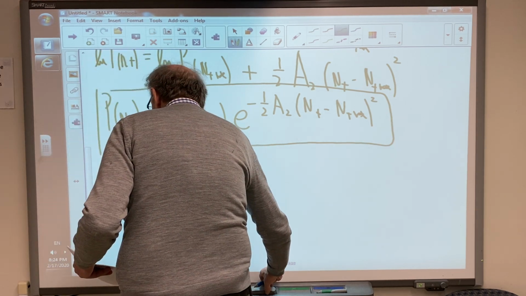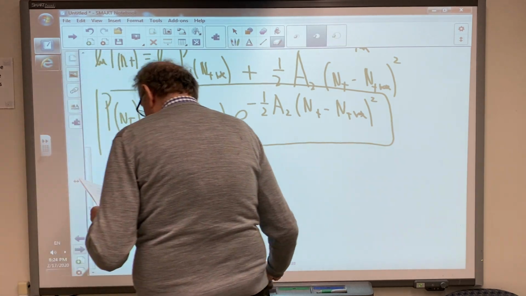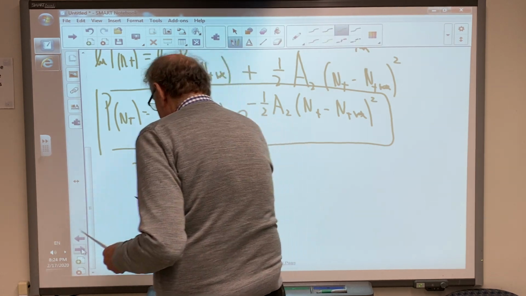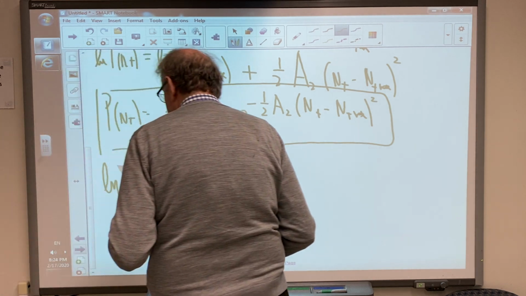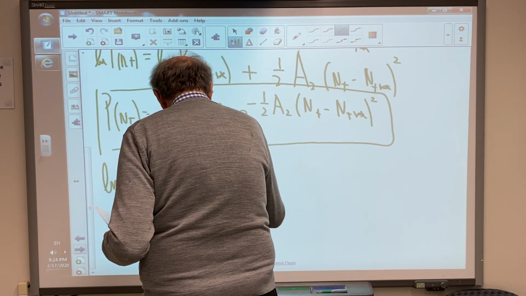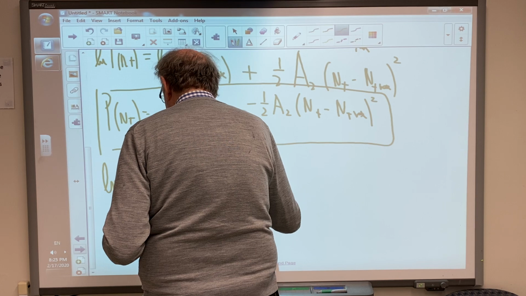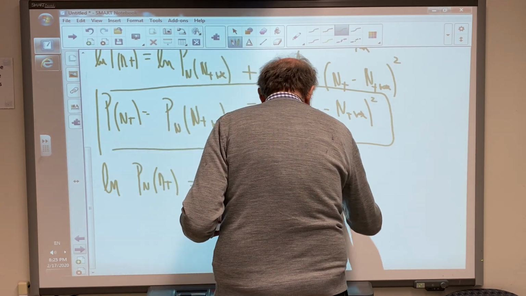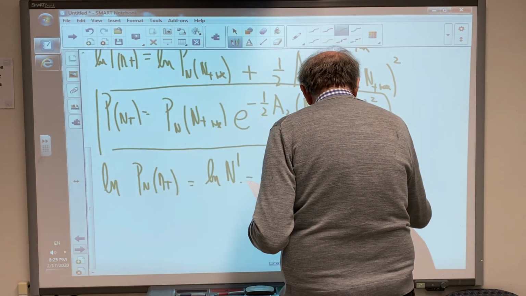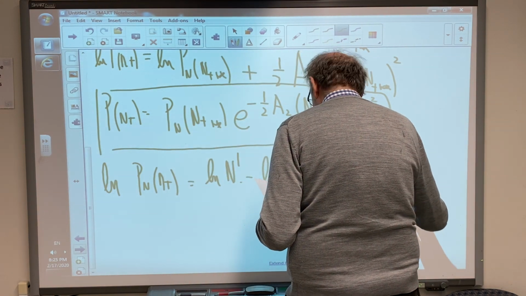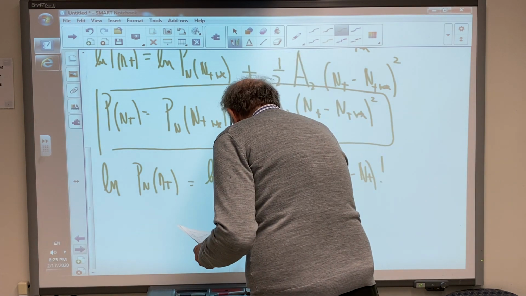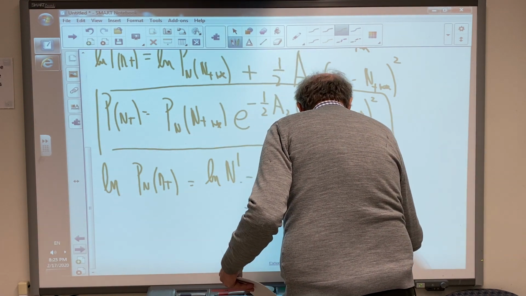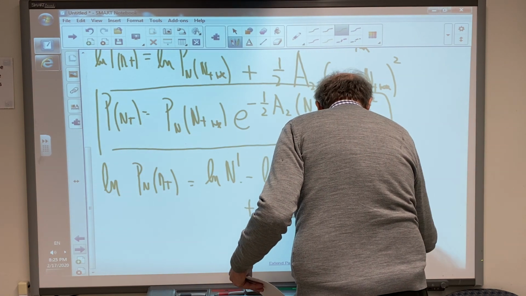No, let me write it. Pn of, I don't need that. I am trying to get the derivative. So let me take the logarithm. By definition, this is the logarithm of n factorial minus the logarithm of n plus factorial minus the logarithm of n minus n plus factorial, plus n plus ln p plus n minus n plus ln q.